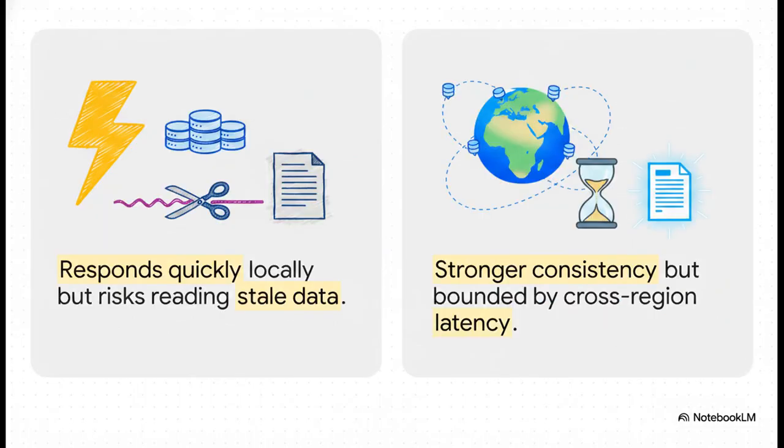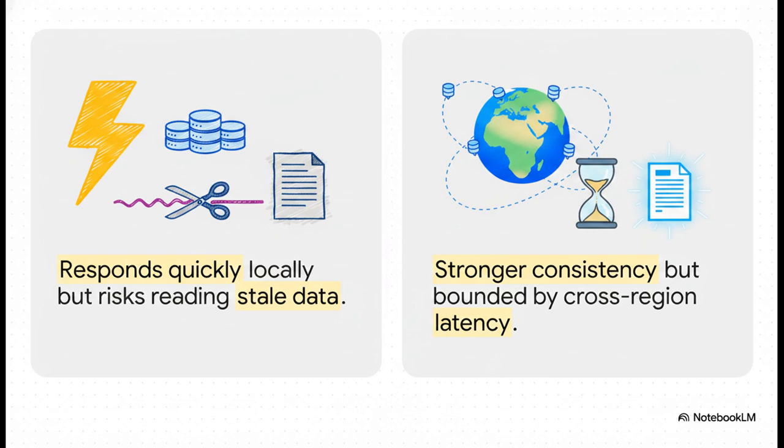But this massive global scale forces developers to make a crucial choice for every single query in their application code. Do you want a local quorum or a global quorum? A local quorum only waits for votes from nodes in your specific data center. It's blazing fast and completely immune to cross-ocean network cables being severed.